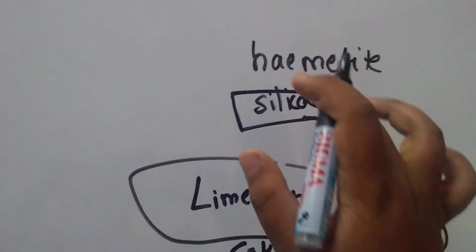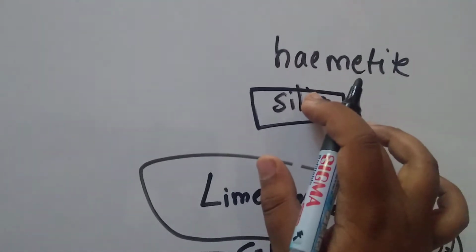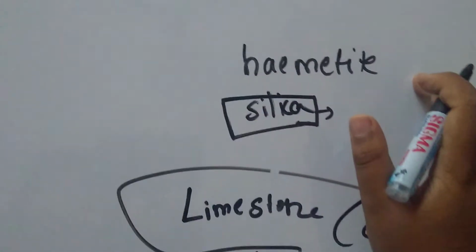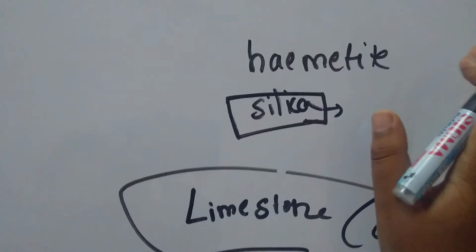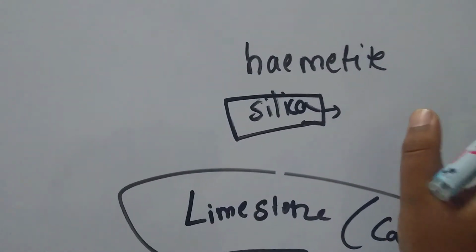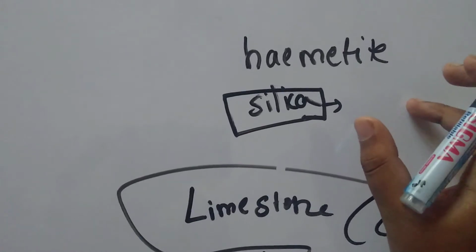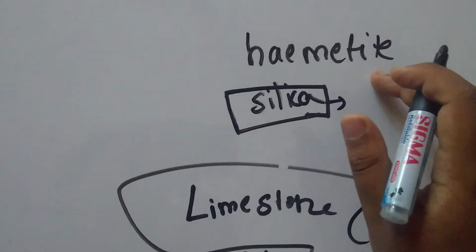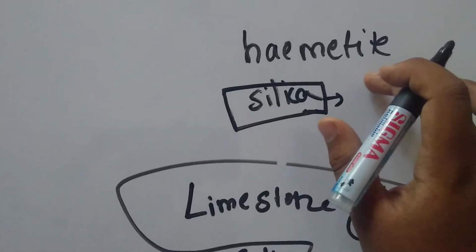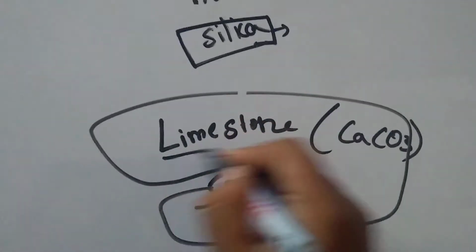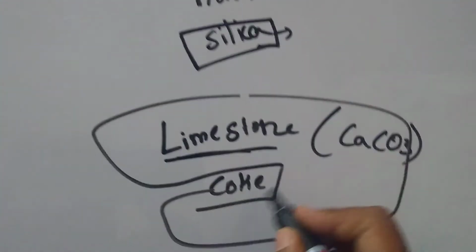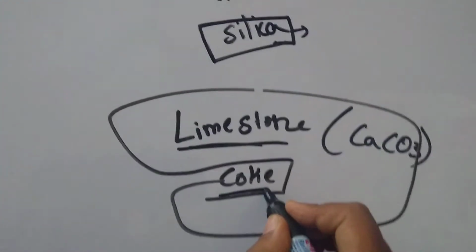Limestone removes the silica from hematite ore, making it completely pure. And as I explained before, the substance added to the ore to remove the gangue particles which are not removed in the concentration is the flux. Limestone is nothing but flux, and the coke acts as a reducing agent.